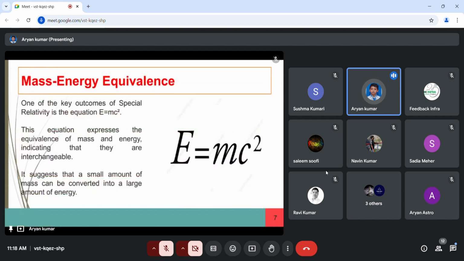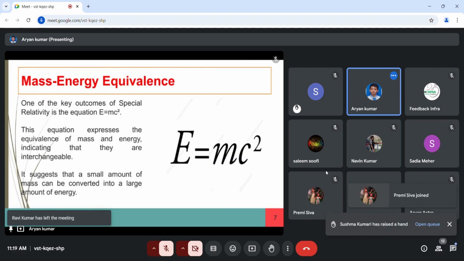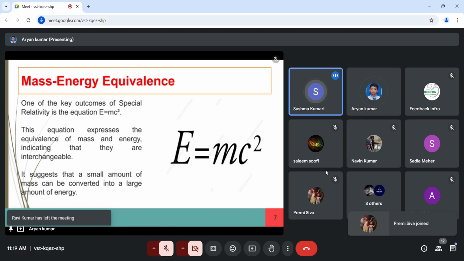Mass energy equivalence. So Aryan, can you read this for everyone? Yes. Okay.